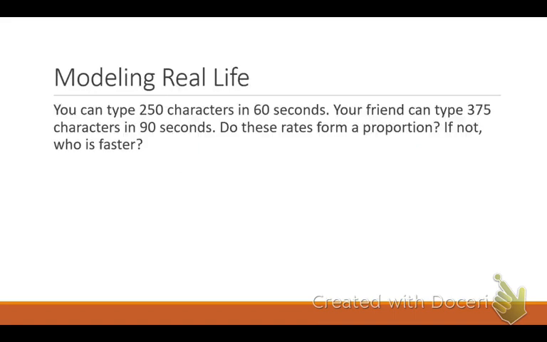All right, modeling real life. You can type 250 characters in 60 seconds. Your friend can type 375 characters in 90 seconds. Do these rates form a proportion?